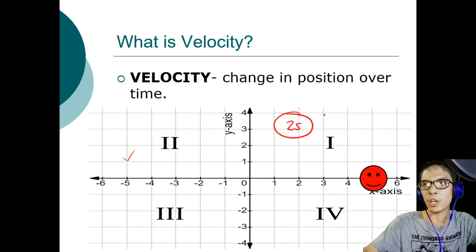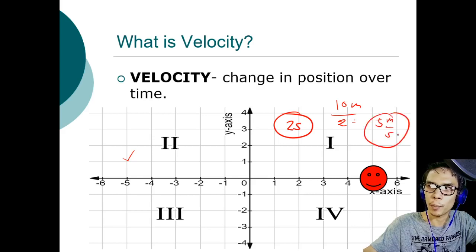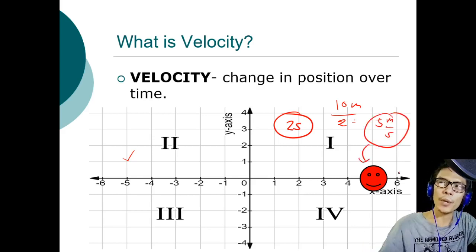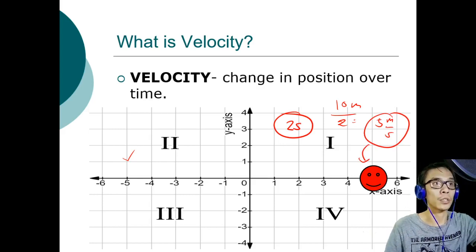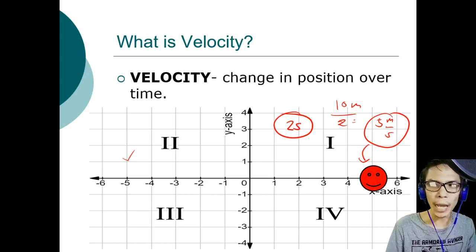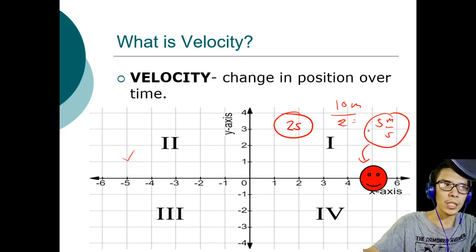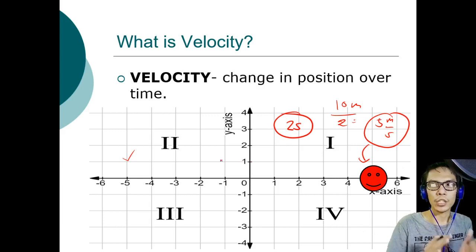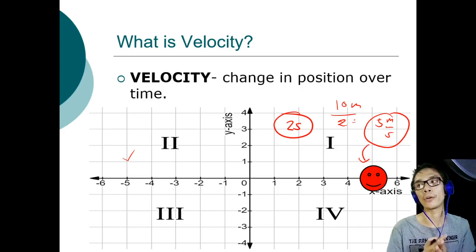So how much is its velocity? We can have 10 meters divided by 2, so that will be 5 meters per second. So this person traveled at 5 meters per second to cover a 10-meter distance. So that is velocity. Over time, the person's position is changing. That is what velocity is all about.